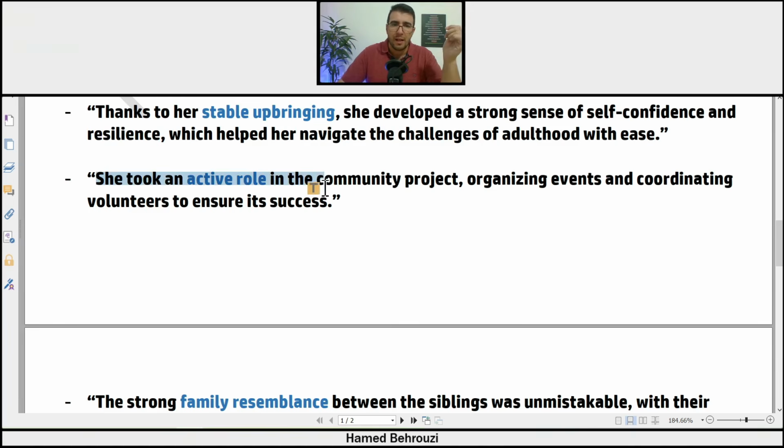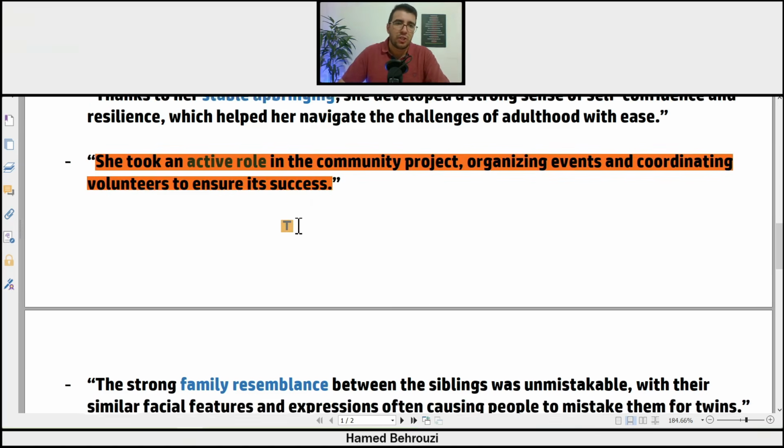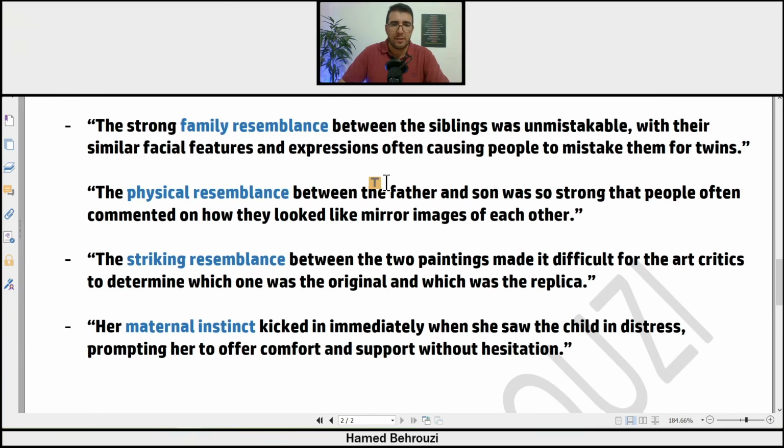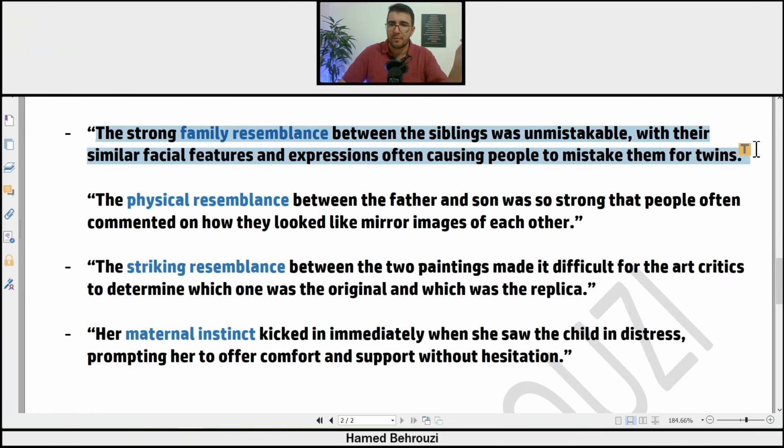Then, next one. She took an active role in the community project, organizing events and coordinating volunteers to ensure its success. This one is easy. Next one, with the family resemblance.